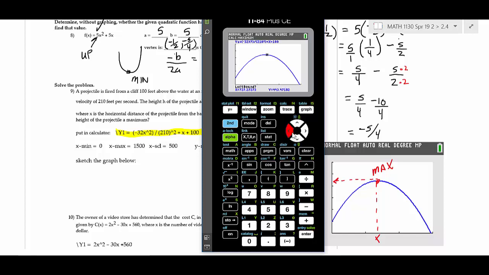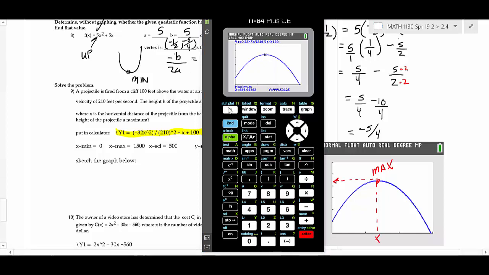Get a left bound. I'll move a little bit to the left of the vertex, and then press enter. Then I move a little bit to the right of the vertex to get a right bound. Then it'll come up and say guess, and when it says guess, just press enter. You're just getting bounds, the vertex is between those two bounds, and then the answer should pop out.